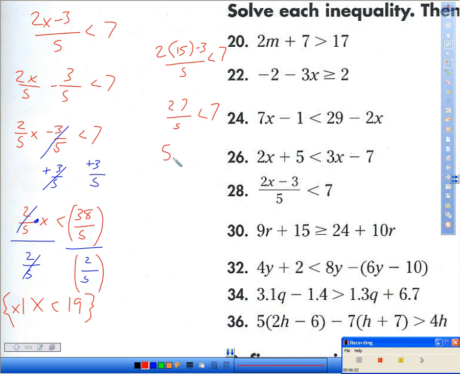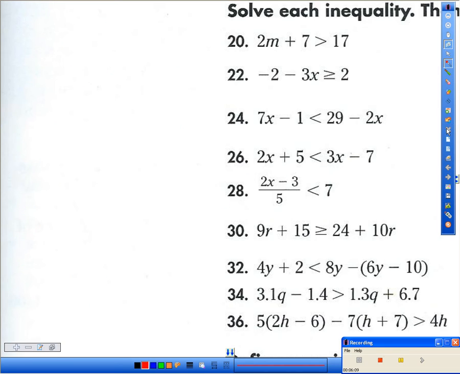If we divide 27 by 5, 5 goes into 27 5 times with 2 remaining. So 5.4 is less than 7. So we know that we worked that correctly. So that is number 28. And then let's look at number 36.